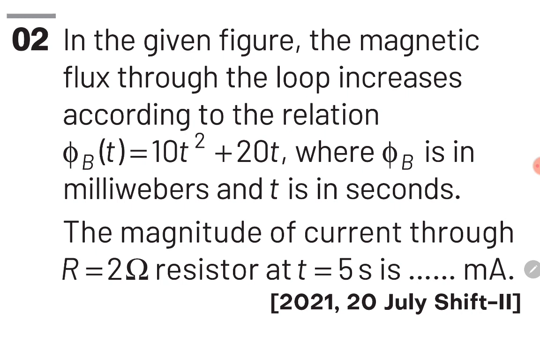The first question of the chapter is: in the given figure, the magnetic flux through the loop increases according to the relation phi is equal to 10t square plus 20t, where phi is in milliweber and t is in seconds. The magnitude of current through resistance R equal to 2 ohms at t is equal to 5 seconds is.